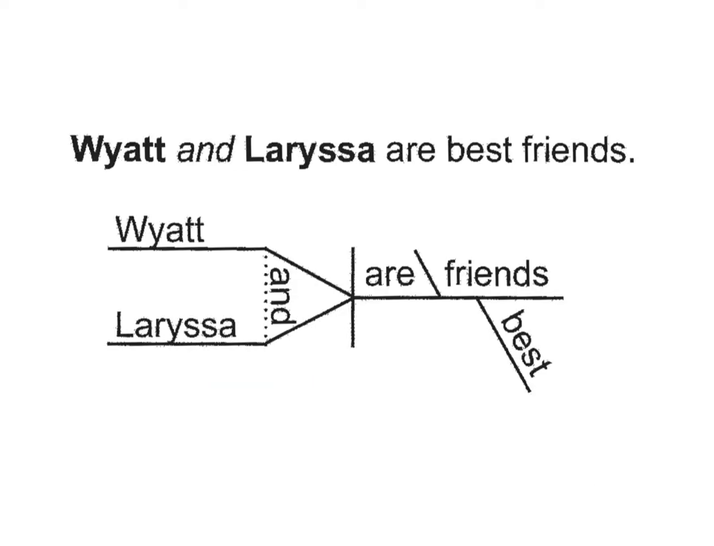Let's take a look at this one here. It says, Wyatt and Larissa are best friends. We always ask ourselves, who or what is this about? Well, we know it's about Wyatt, and it's about Larissa. So now I have two simple subjects. I like to notate this as simple subject sub 1 and simple subject sub 2. What do they do? Well, there's a linking verb here, so they exist as what? Friends. Friends here is a predicate nominative. It renames the simple subjects Wyatt and Larissa. What kind of friends? Best friends.